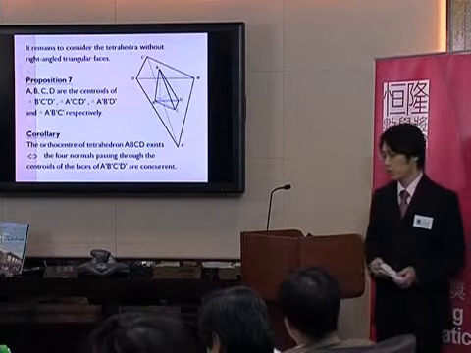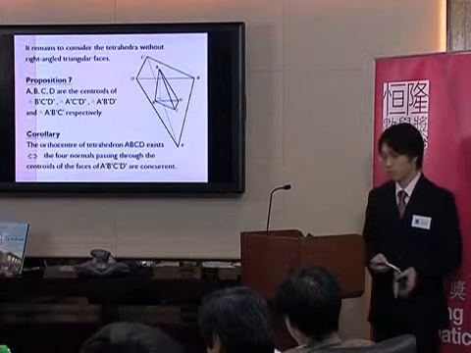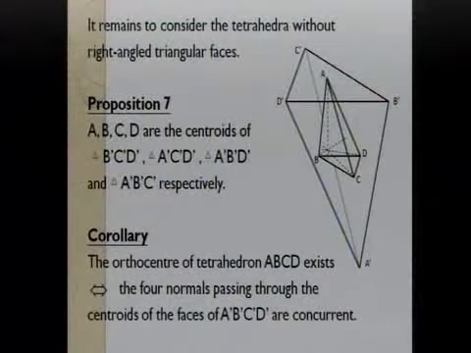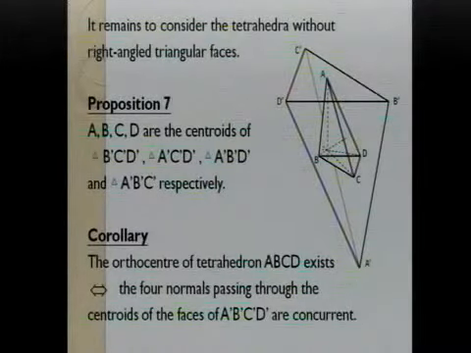And we follow this proof to the case about tetrahedra. We consider a tetrahedron, and in a similar way, we construct a larger tetrahedron, which is similar to the previous one. And then we found that the orthocenter of the tetrahedron exists if and only if the four normals passing through the centroids of the faces of the outer tetrahedron are concurrent.